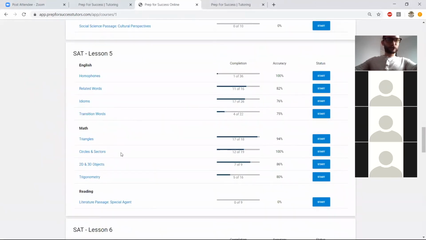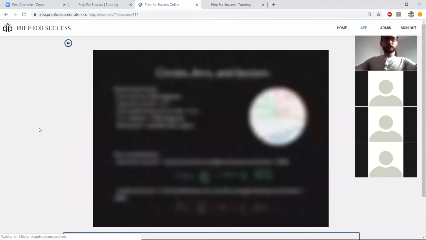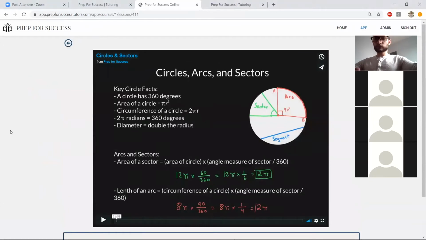I want to next do circles. So what essentially I want to do here is for circles to take a look at just some of these concepts and topics to make sure everyone's comfortable with that. So circles here is a couple of things. Circles, arcs, and sectors.